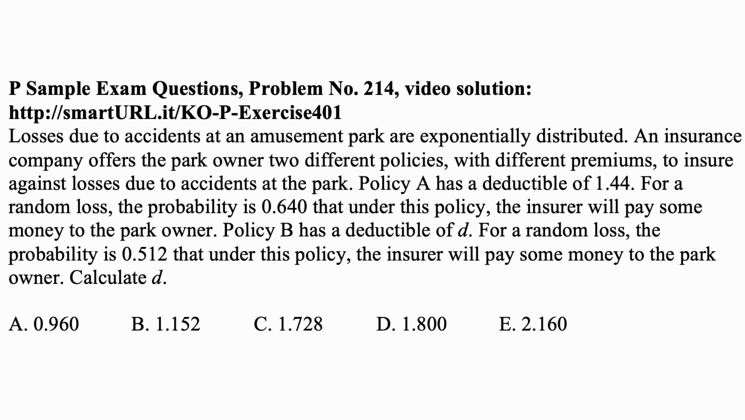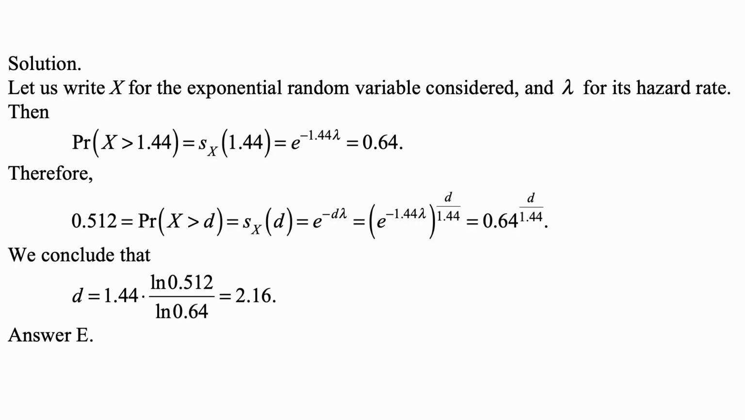So the important thing to notice immediately is that the insurer will make a payment to the park owner if the loss exceeds the deductible. Losses are exponentially distributed, so in theory there is no upper bound on the losses, but the losses have to exceed the deductible for some payment to be made. Therefore, under policy A with a deductible of 1.44, 0.640 is the probability that the loss exceeds the deductible. And under policy B, 0.512 is the probability that the loss exceeds D, since it's the same exponential distribution for either policy.